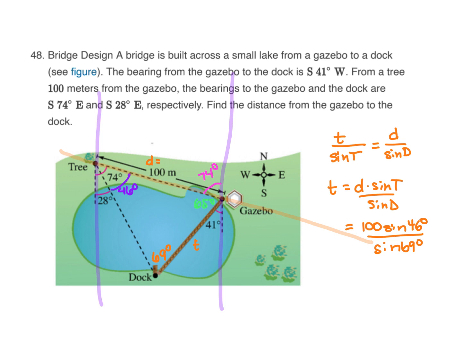So if you plug that into a calculator, you would find that the distance between the dock and the gazebo is 77.05, and the unit of measure is meters. 77.05 meters between the gazebo and the dock.